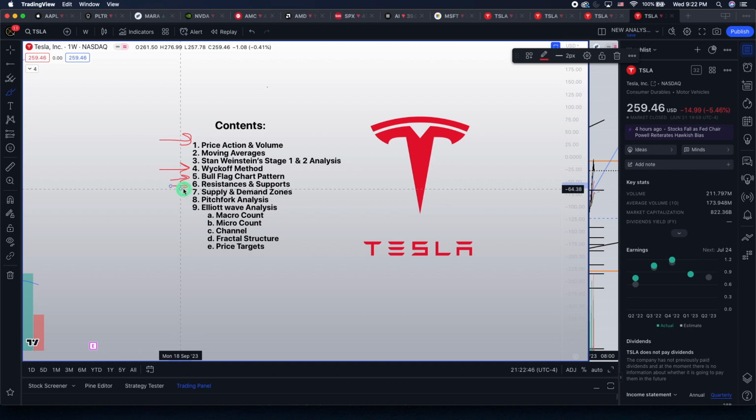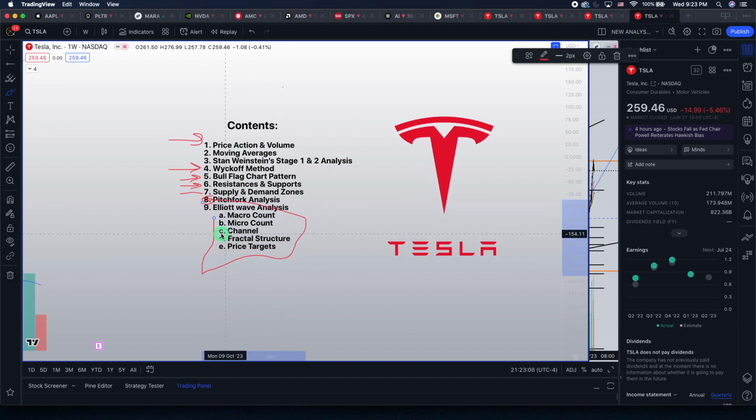supports that we have, supply and demand zones, and then what I think is going to be really important is we'll go over a little bit of Pitchfork Analysis and see what are some support and resistance levels according to the Pitchfork Analysis. And then, like I said, we will go over the Elliott wave count and we'll come up with some possible price targets after we go over the macro and micro structures.